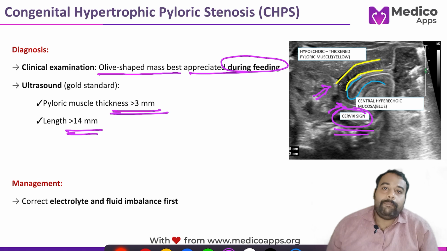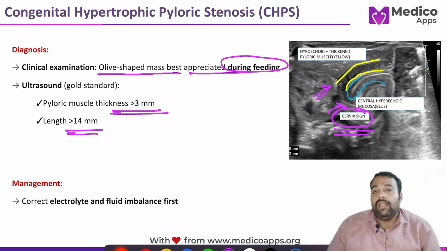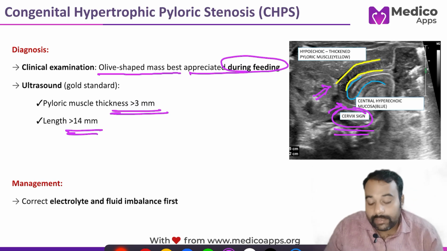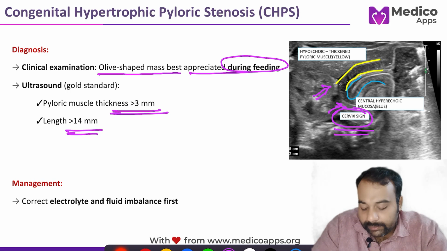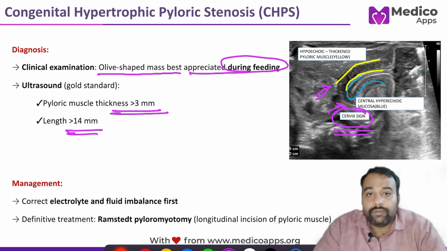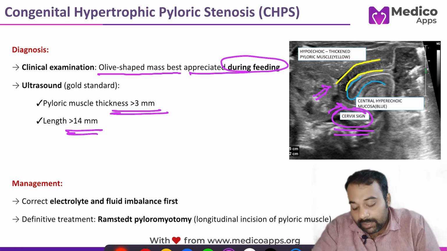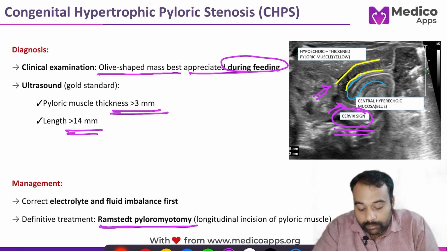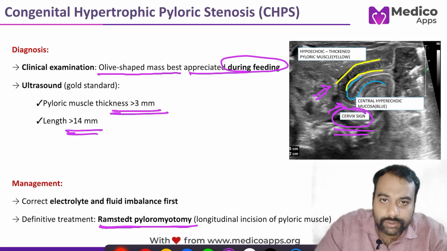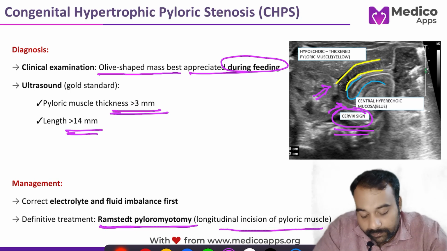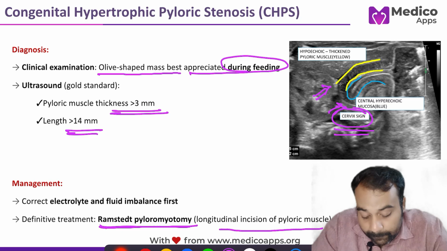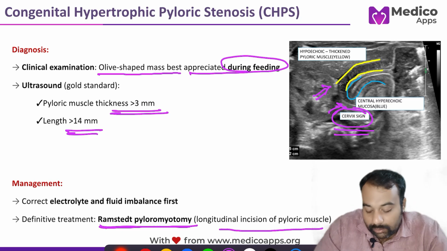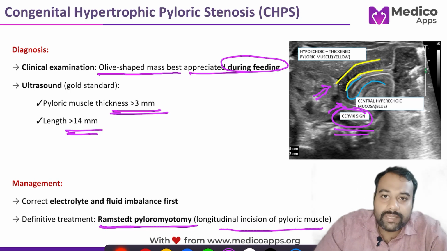Now regarding management of such a patient, you must first correct the dehydration status, then correct the electrolytes as soon as possible. Only after correcting the fluid imbalance and electrolytes can you go for the definitive management, which is the Ramstedt pyloromyotomy. Here a longitudinal incision is given along the pyloric muscle, the mucosa bulges out, and then we just resuture it. So this is how a patient with CHPS is treated.